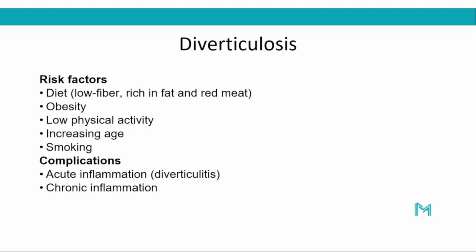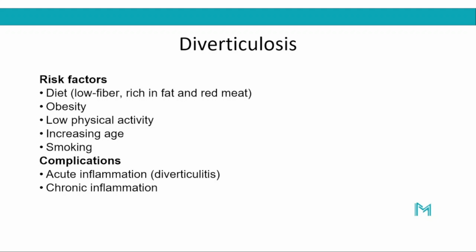A diet that is low in fiber would typically predispose you to constipation, because the more fiber you have in your diet, the more fiber ends up in the stool, and that will help absorb water and soften the stool so that you don't get constipated. So a diet low in fiber predisposes you to developing constipation and subsequent increased intraluminal pressure. Obesity and low physical activity also increase the risk of developing constipation.